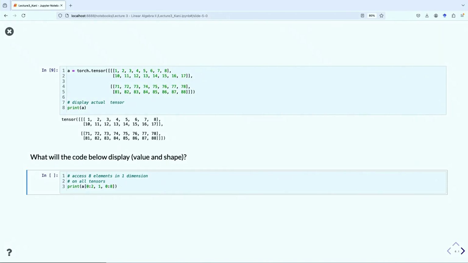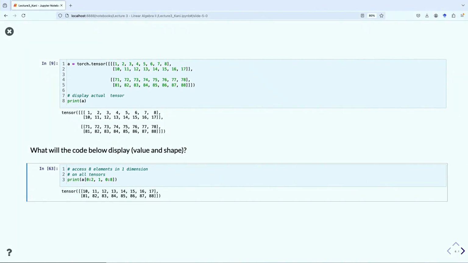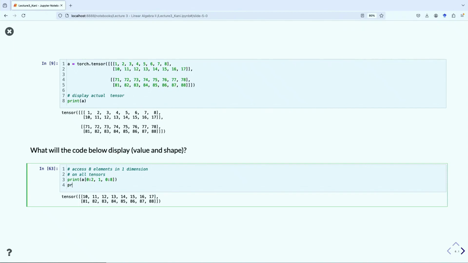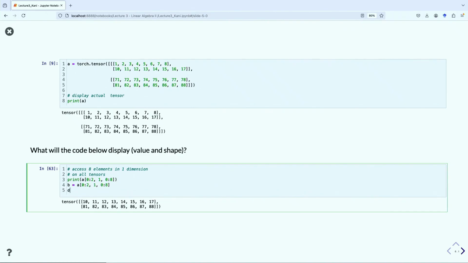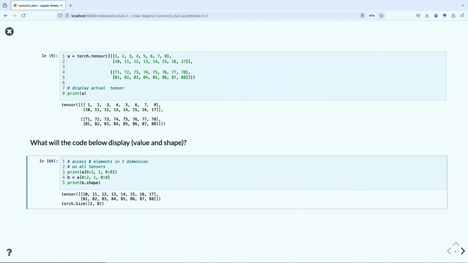How many dimensions will this have before I hit enter? 3? All right, let's see. Does this have 3 dimensions? Let's say print. Oh, I got to do B equals. Only has 2 dimensions. Why?